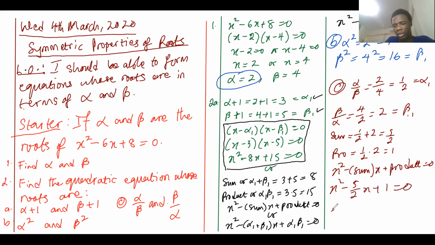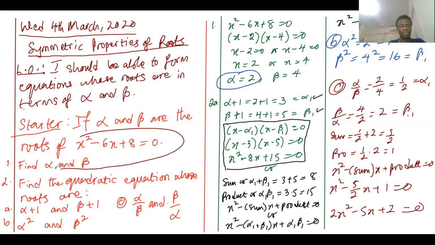Then you clear the fraction: 2x squared minus 5x plus 2 equals 0. So given alpha and beta as the roots of this equation, this is the equation with these new roots, and this is the equation with the first one. Does this make sense, everybody? Talk to me, please. Yes, it makes sense. Yeah, makes sense. All right.